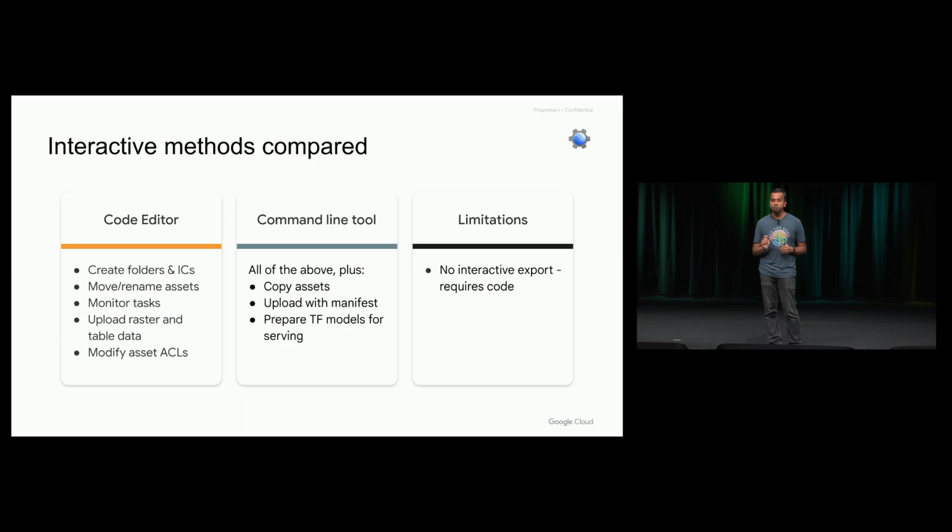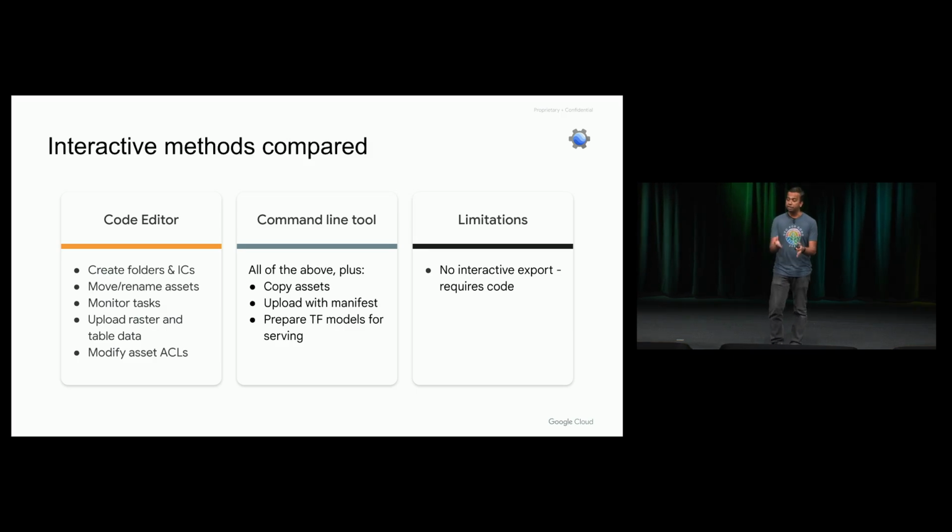So there is actually a comparison between the code editor and command line tools. Some of the things that you can do in code editor are create folders, move and rename assets, and monitor assets. In fact, you can do all of these things in code editor. In the command line tool, you can do some specific things like upload with manifest. And whenever you hear the word manifest, think of the manifest as a way of organizing the information that Earth Engine needs to arrange your data.